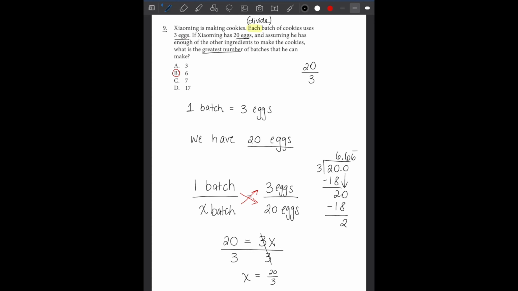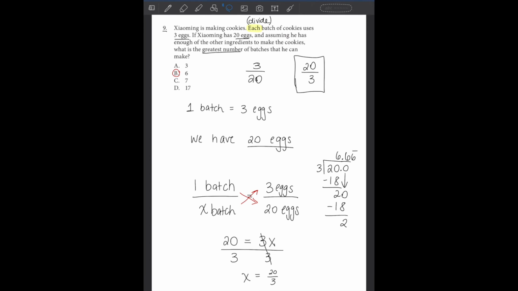In this problem, we would not put 3 over 20. Even though 20 is the total amount of eggs we have, we're not trying to solve this way. We're trying to solve for each batch of cookies. We have 3 eggs that we need to be using, and in total we have 20 eggs. So we have to figure out, if we have 20 eggs, how many batches of cookies can we make? So this one would be the correct way to solve this, and you can figure that it's 20 over 3 if you did the proportion down below.